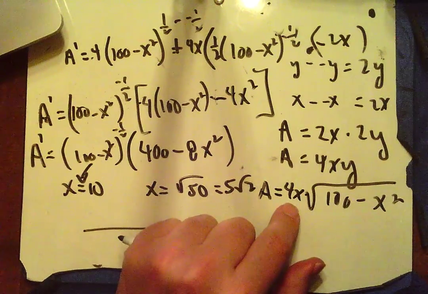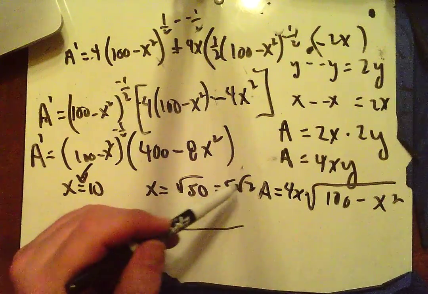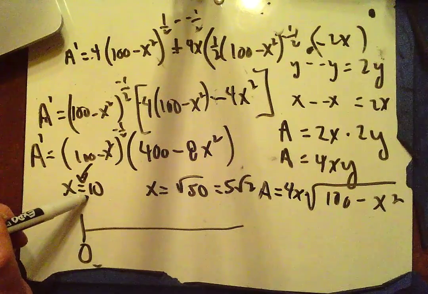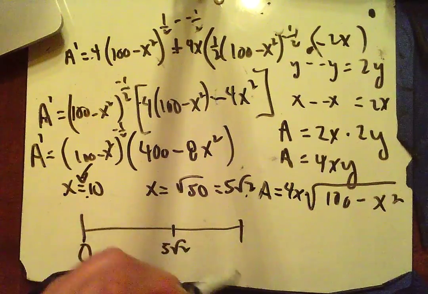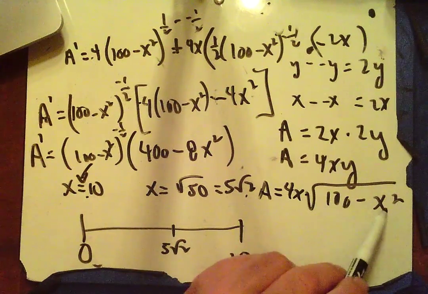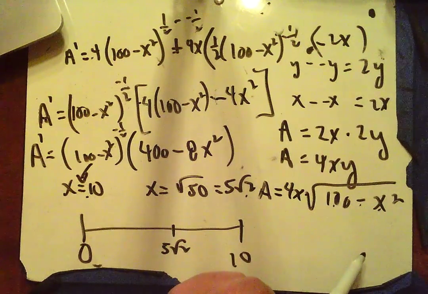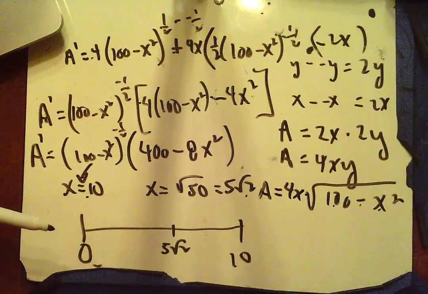What's the smallest x can be? Well, 0. And we've got 5 root 2. This is 5 times root 2, which is less than 2 times 5. So 5 root 2 goes here, and 10 goes here. And yes, 10 is the endpoint, because 100 minus 10 squared is going to be 0. So I get an area of 0 when x equals 10.